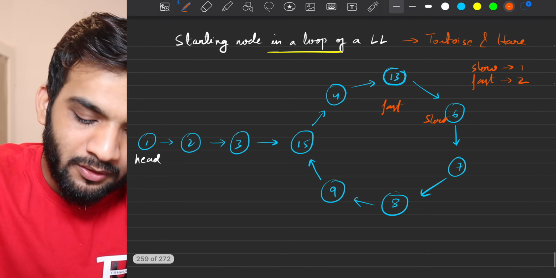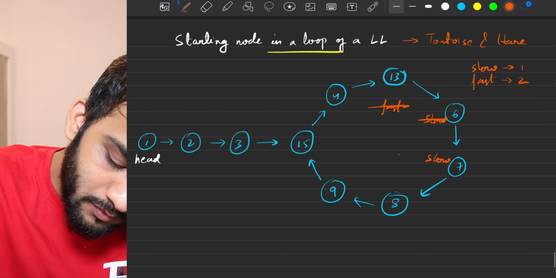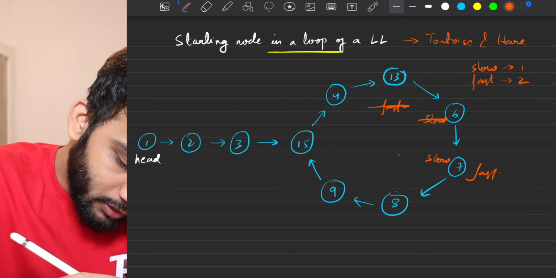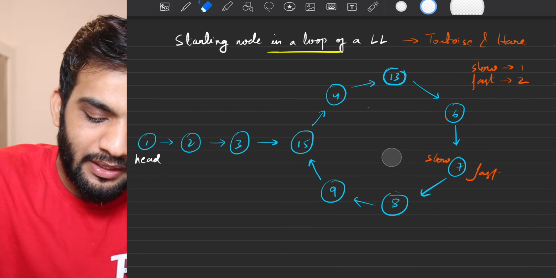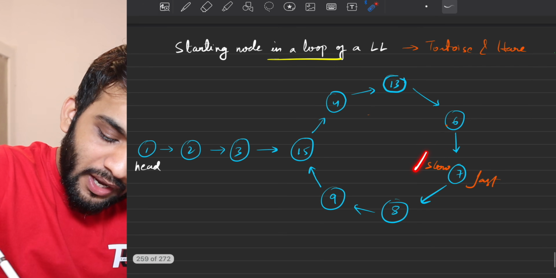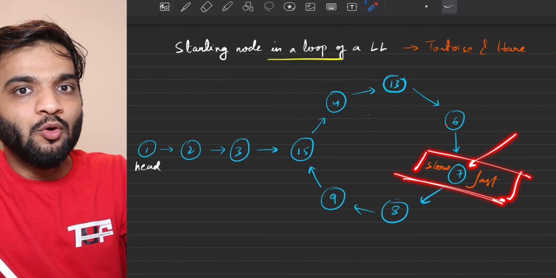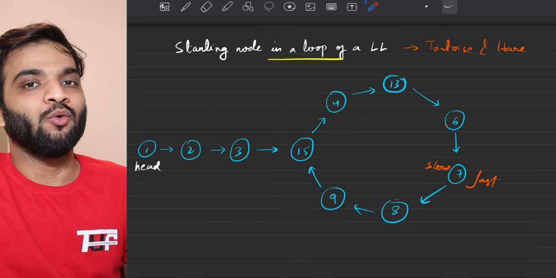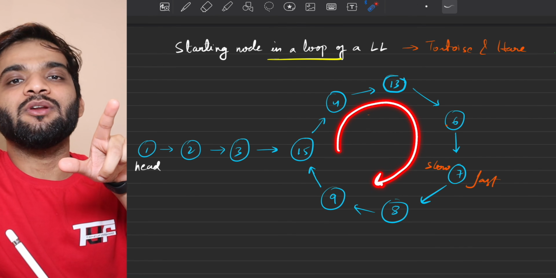What is the next step? The slow moves by 1 and the fast moves by 2. Do you observe something? Basically they have collided. After the last step, we can see that the slow and the fast pointer are colliding at the same node. And if that happens, what does that mean? It means that there is a loop in that particular linked list.